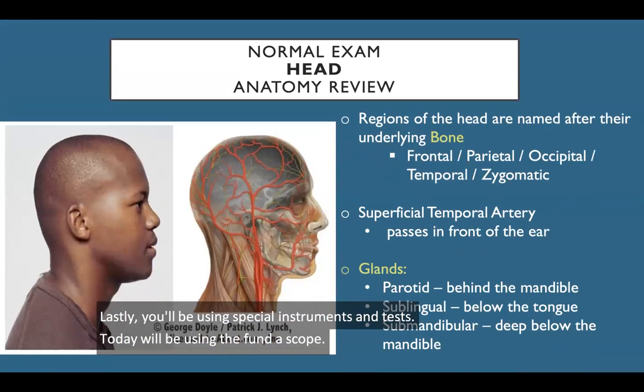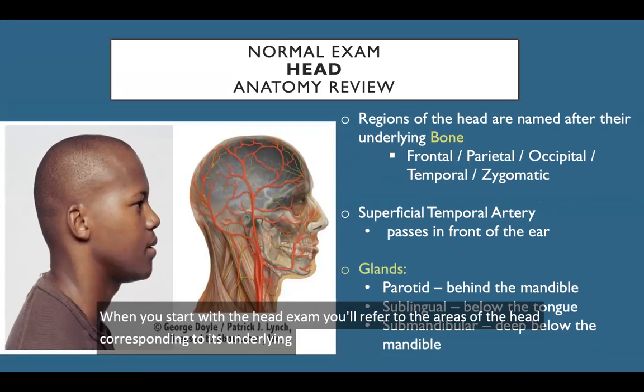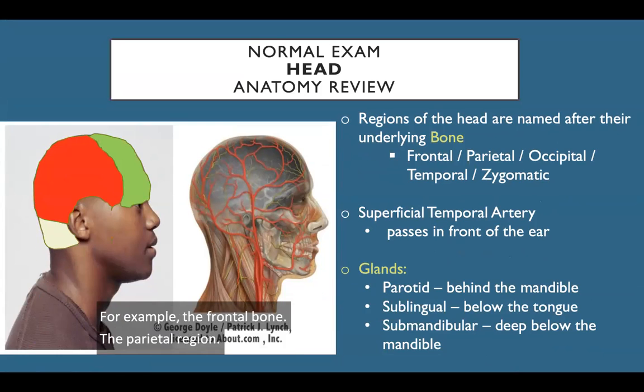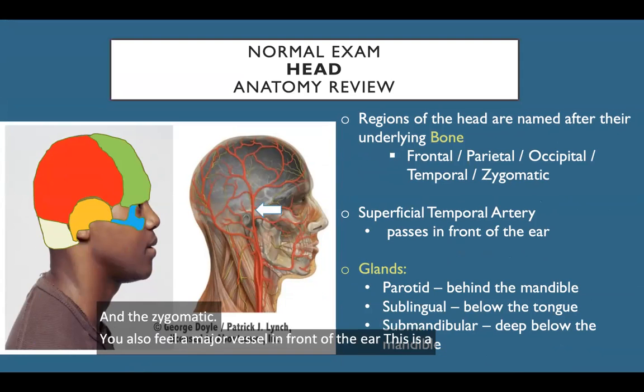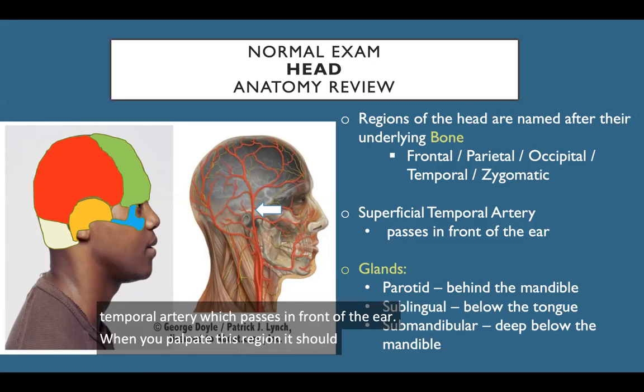When you start with the head exam, you'll refer to the areas of the head corresponding to its underlying bone. For example, the frontal bone, the parietal region, the occipital region, temporal region, and the zygomatic. You'll also feel a major vessel in front of the ear. This is the superficial temporal artery which passes in front of the ear. When you palpate this region, it should be comfortable and it should not cause tenderness.